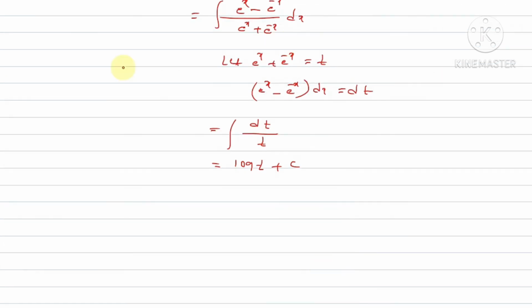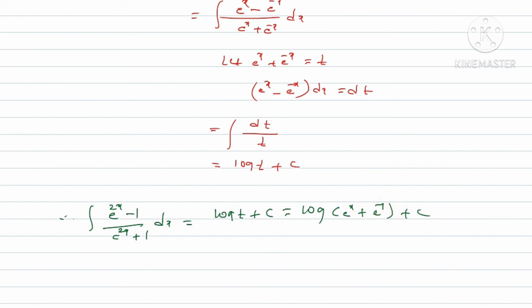But whose solution is it? It is the solution of the integral of e power 2x minus 1 upon e power 2x plus 1 into dx. The solution is log t plus c, which implies log of, what is the t value? The t value we have taken is e power x plus e power minus x, plus c. This is the solution.